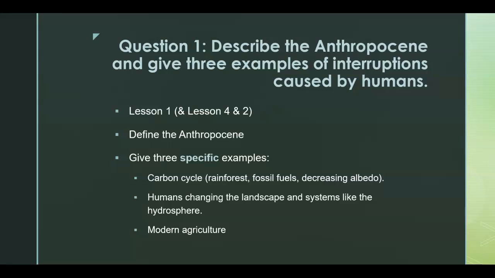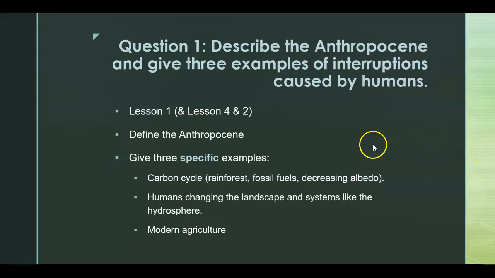Then you're going to need to give 3 specific examples of the interruptions caused by humans. And I've listed some right here. There are many more examples. These are just the ones that came to my mind. You could talk about the carbon cycle, how that's been interrupted by things like rainforest loss and fossil fuels. You could talk about decreasing albedo, if you remember what that is. If not, it's really easy to look up. And then you can also talk about how humans have changed the physical look and a lot of functions of the Earth itself, like the hydrosphere, or when we are pumping things into the atmosphere, we change that too. So you could talk about that. And another example that I just came up with, because I like talking about it, is modern agriculture.